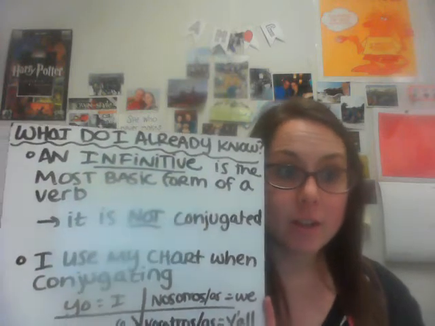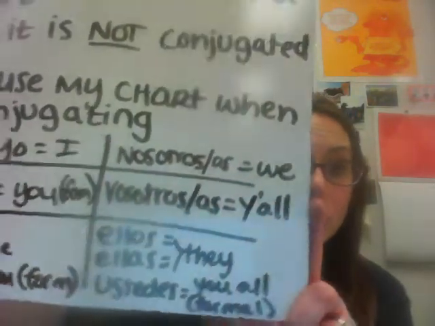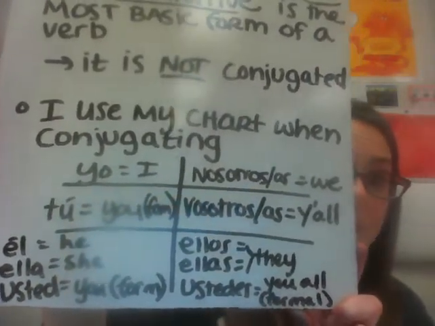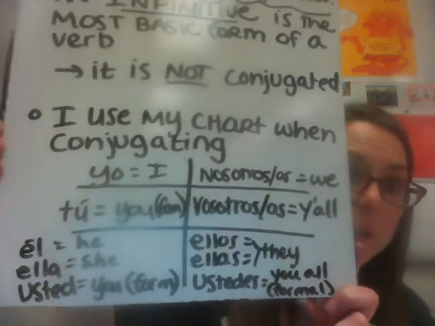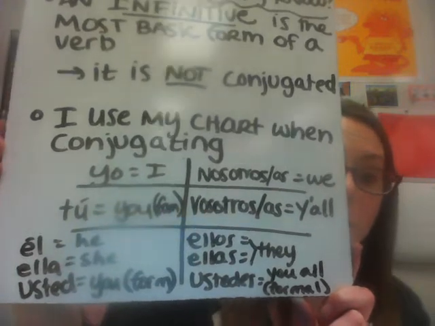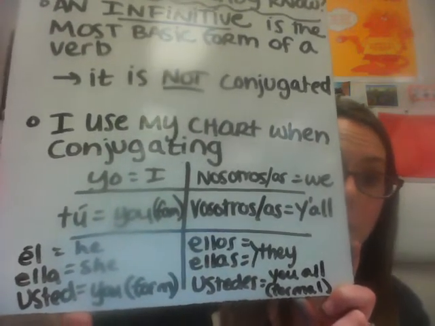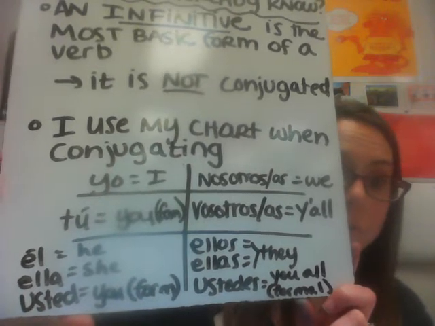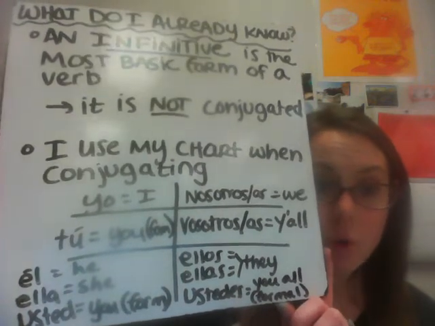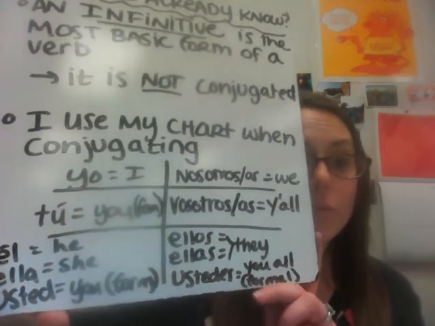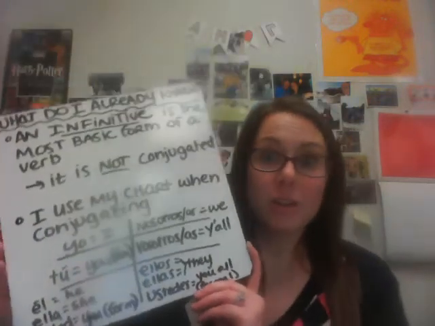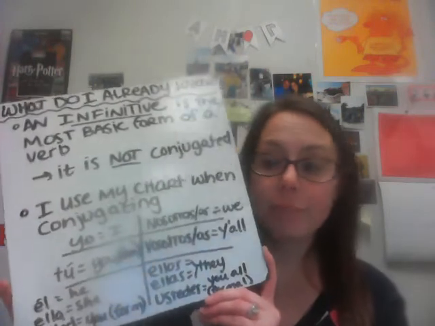The second thing that you need to know is that you use your chart to conjugate, and the forms of the pronouns that we use are going to be the same as what they were when we learned our pronouns and when we learned all of our other verbs. So we're still going to use this chart, the yo form for I, the tú form for you familiar, él, ella, usted for he, she, or you formal, nosotros or nosotras for we, vosotros or vosotras for you all, and ellos, ellas, ustedes for they or you all formal. And remember, that's only in Spain that it's formal. Everywhere else they just use this anytime they're saying you all.